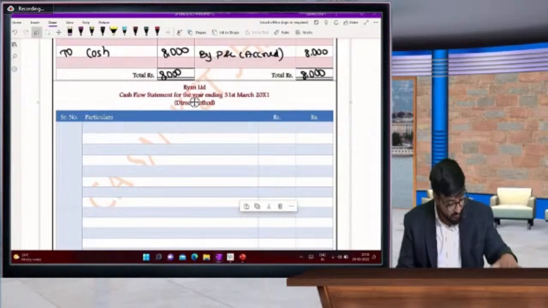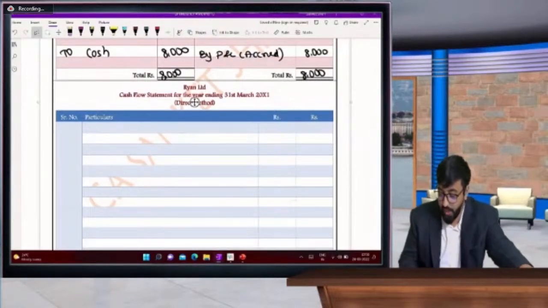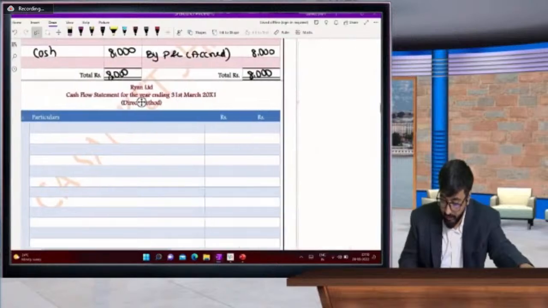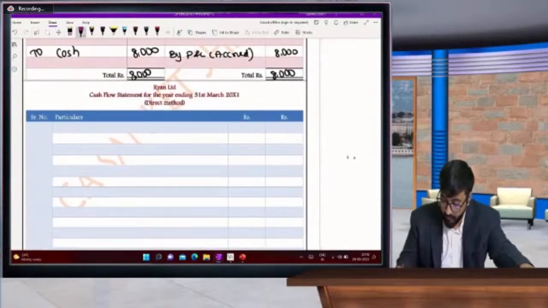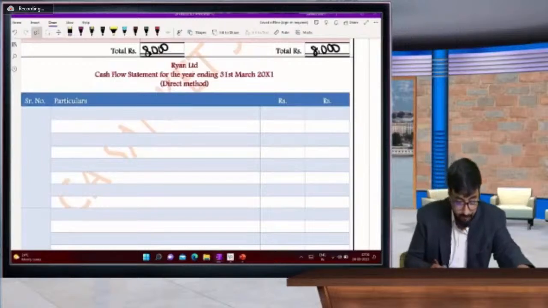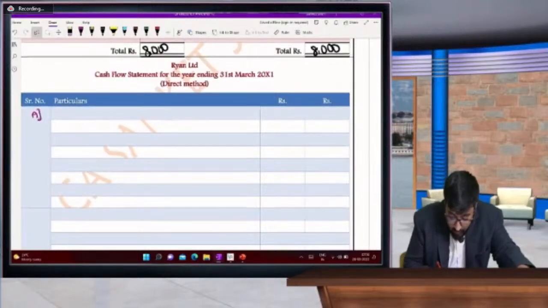Yes. Okay, so cash flow statement, write down. Cash flow statement, write down. Direct method, serial number, particulars, rupees. Write down fast. If format is over, tell me.